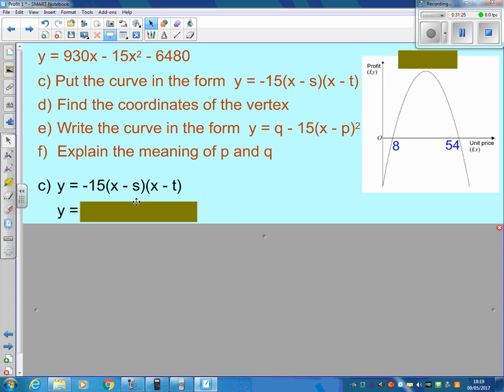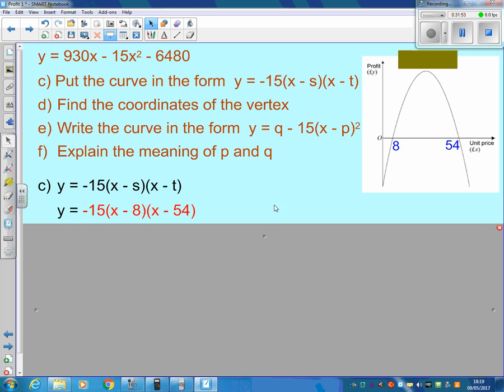So if I just replace the s by 8 and the t by 54, I've got it in the right form. Now when x is 8, that comes to 0, so y will be 0. When x is 54, 54 minus 54 is 0, so again y is 0. So all we need to do to put it in this form is the two numbers that go here and here are the 8 and 54.